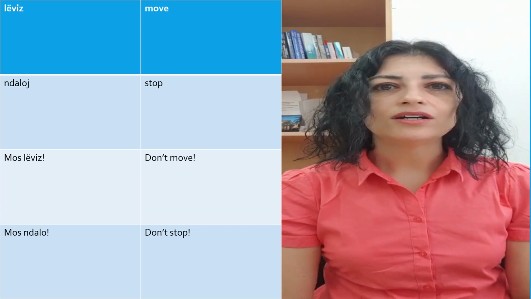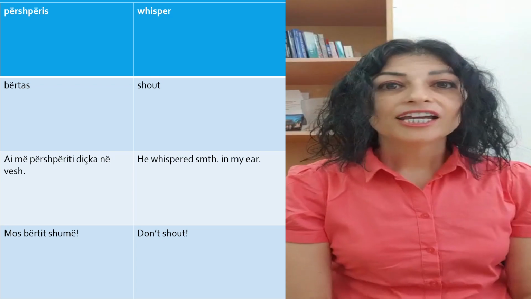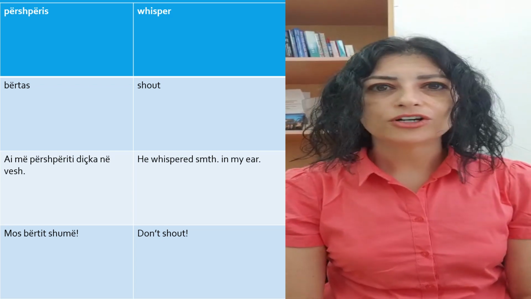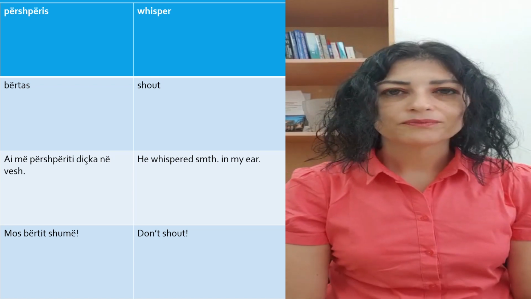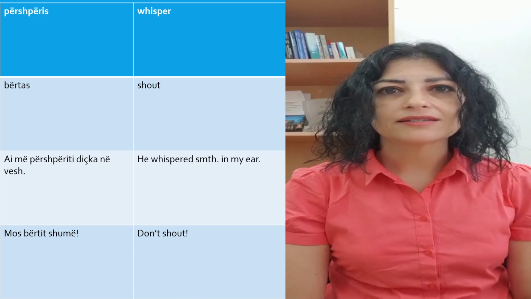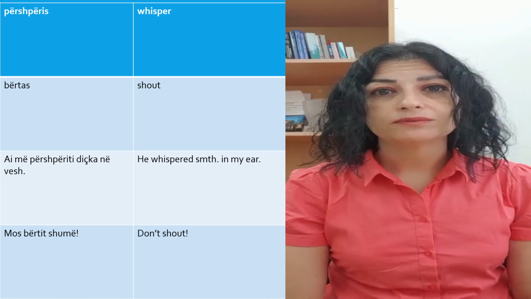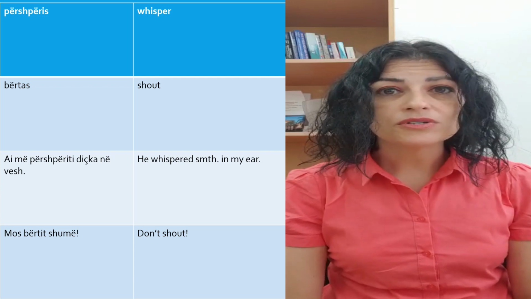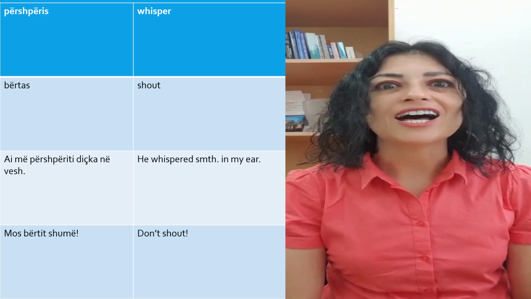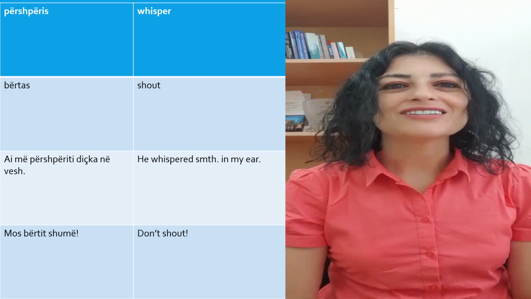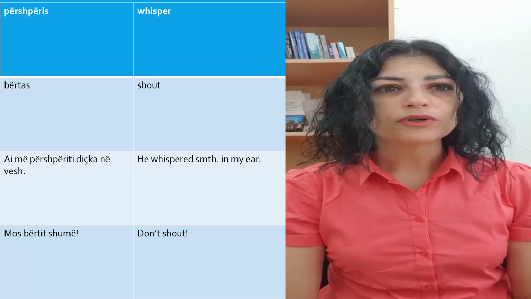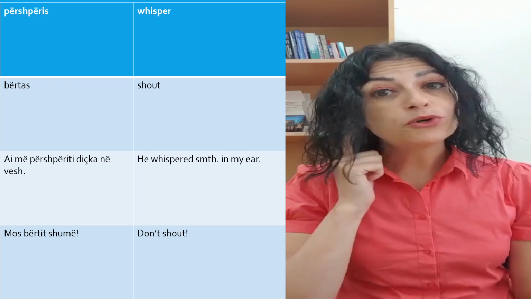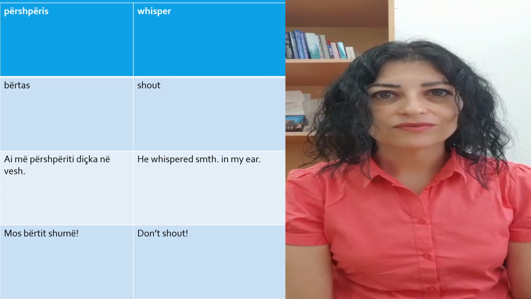Let's see other two verbs. Here we have other two opposite verbs. The first one is përshpëris. Përshpëris, to whisper. And the opposite one is bërtas. Bërtas, to shout. So for example, ai më përshpëriti diçka në vesh.